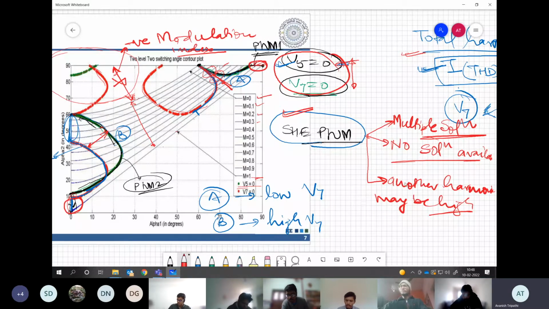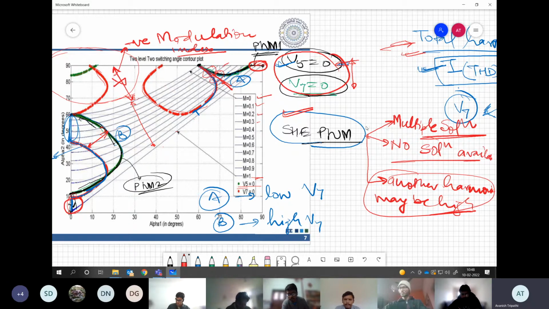In effect, what may happen is that the performance we are trying to make good may not be as per the expectations. Understanding my point? So this is where people come up with methods which are beyond SHE PWM.